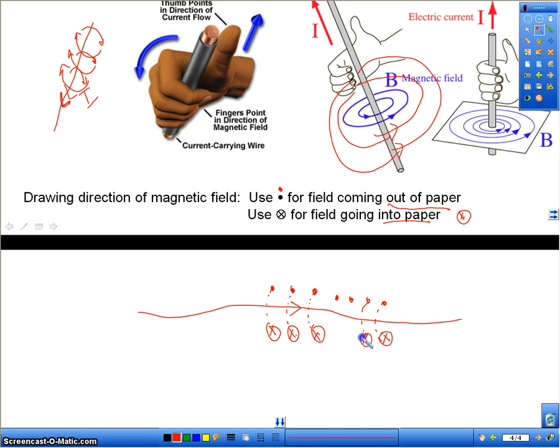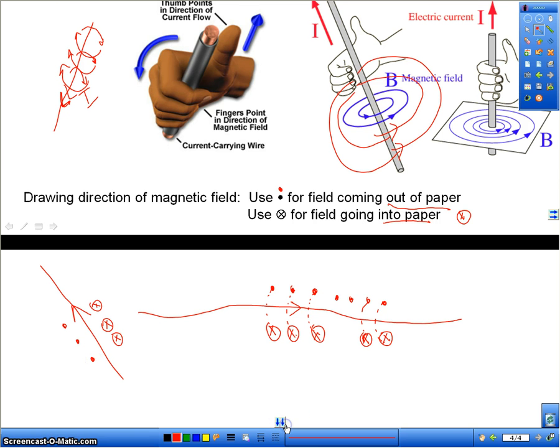Just like that. Okay? So that's how you would draw the magnetic field. If I had a wire going this way with a current in that direction, I would put my thumb pointing up and to the left, and I would curl my fingers and they would go in on this side and come out on this side. So you need to practice this and play around with it.